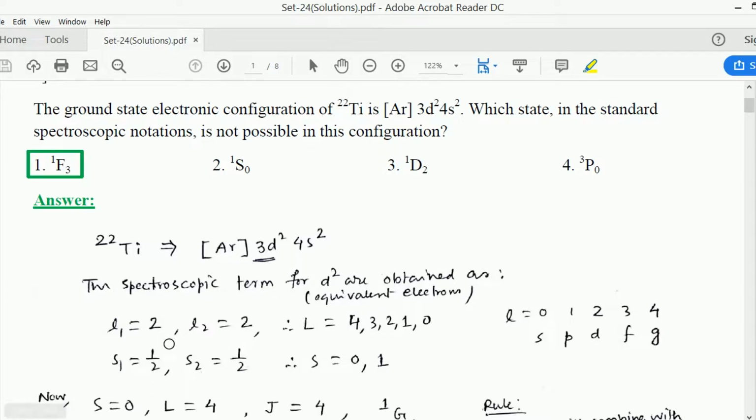So 2 electrons are there, so l1 equals 2, l2 equals 2, and correspondingly the capital L will be equal to mod of l1 minus l2 to mod of l1 plus l2. So l1 minus l2 is 0 and l1 plus l2 equals 4. So you will get values between 0 to 4: 0, 1, 2, 3, 4. Similarly for S, both the electrons have spins s1, s2 equal to half. The value of S will be from mod of s1 minus s2 to mod of s1 plus s2. So s1 minus s2 equals 0 and s1 plus s2 equals 1. So S equals 0 and 1.